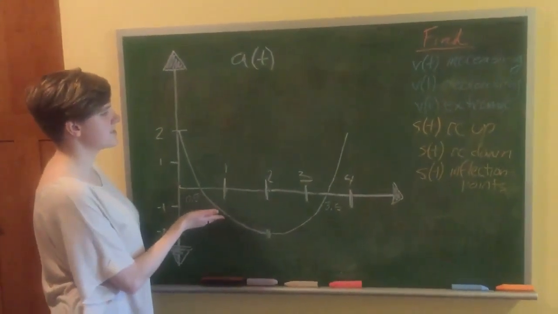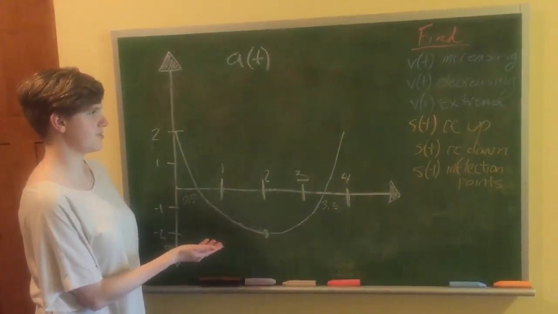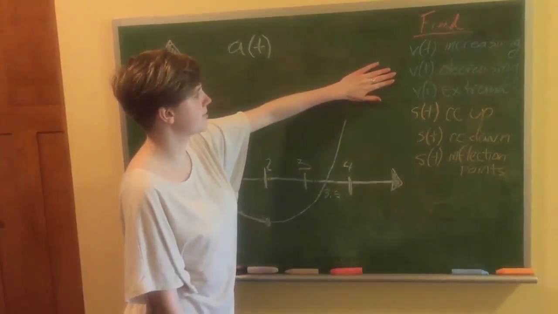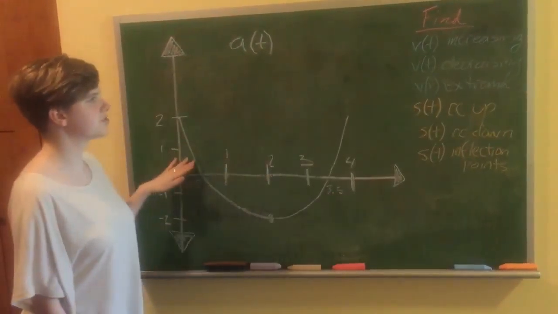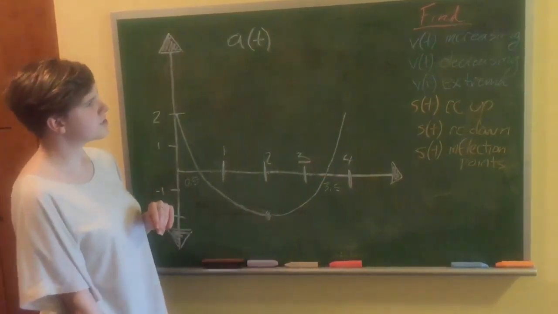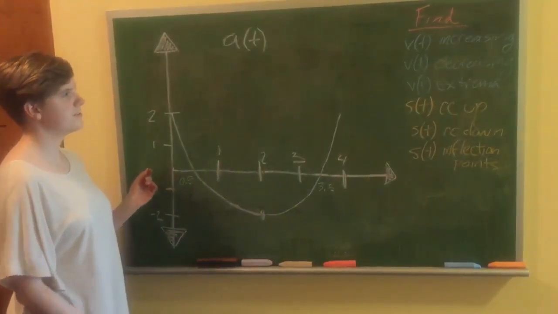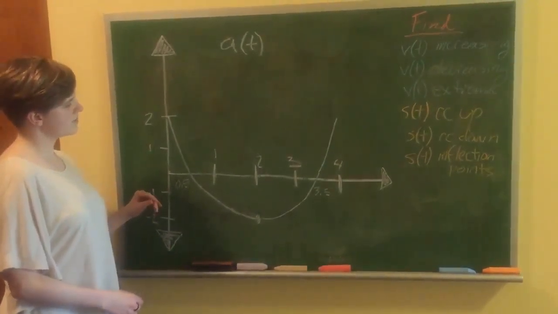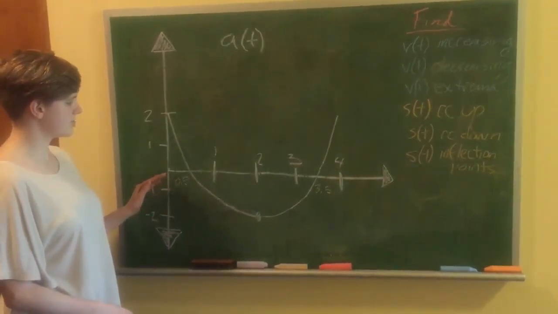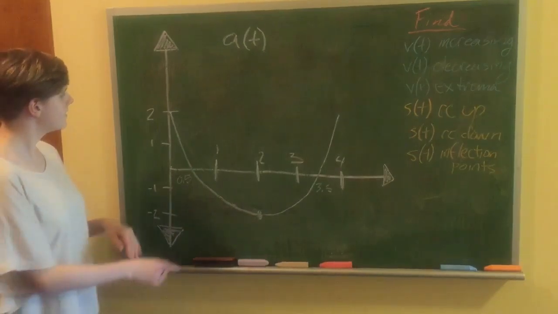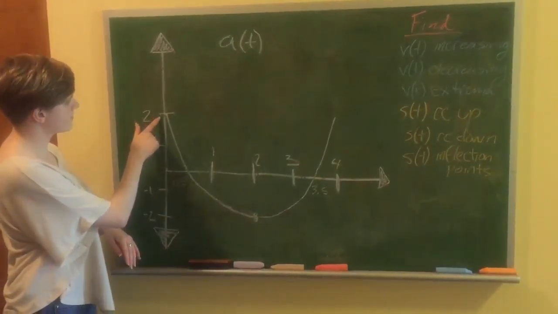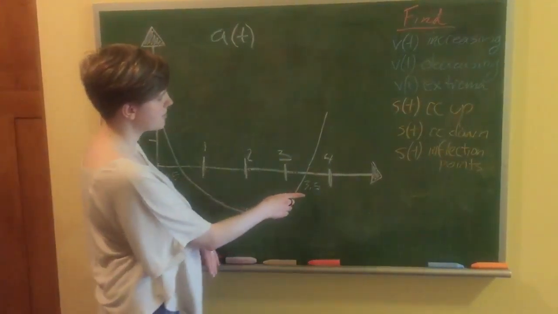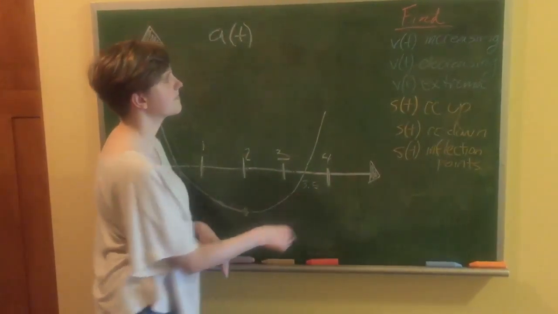This is the graph of acceleration, also known as the second derivative. The first 3 questions are about the first derivative, and we're going to use this graph to answer them. Our first question is find where v of t, or the first derivative, is increasing. The first derivative is increasing when acceleration is positive. So acceleration is positive from 0 to 0.5, as well as from 3.5 to 4.